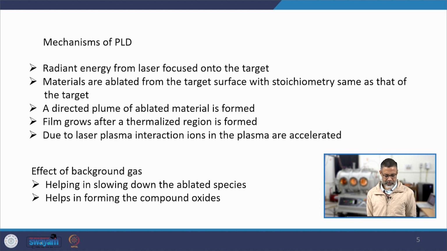So, you can say that there will be a plume ablated from the material, and generally it is ablated normal to the target, because in that region the velocity of the material is very high, and at larger angles the velocities are small. So, you can see that the plasma plume is highly directional, with a conical shape.